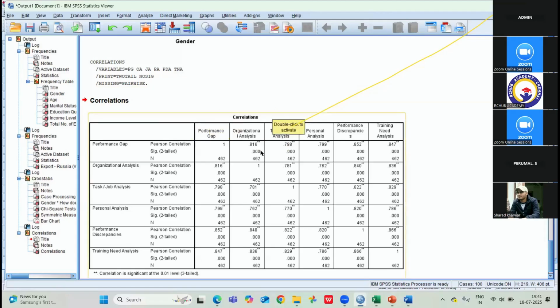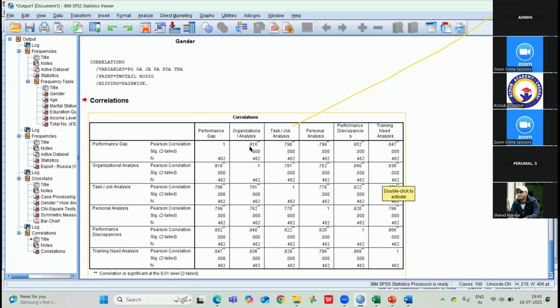In the interpretation, we can write that there is a significant relationship between the performance gap and the organization analysis, task job, personal performance discrepancy, and training need analysis. We can simply write it like that. And to know how much relationship, you have to look at the Pearson correlation value, only if there is a significant relationship.